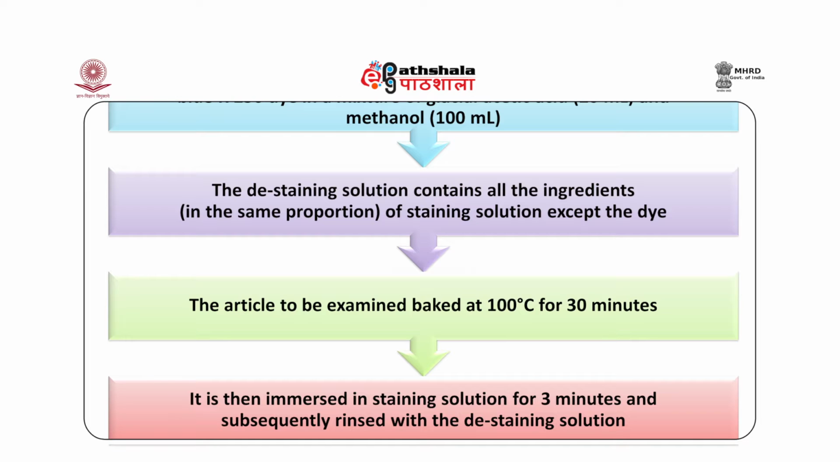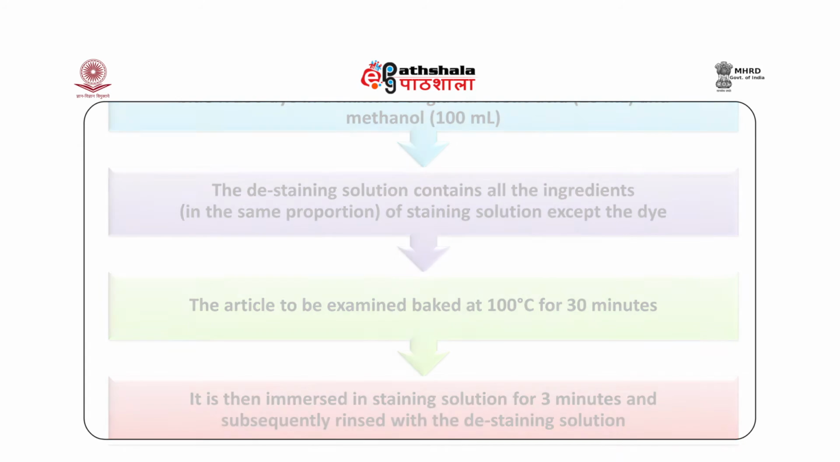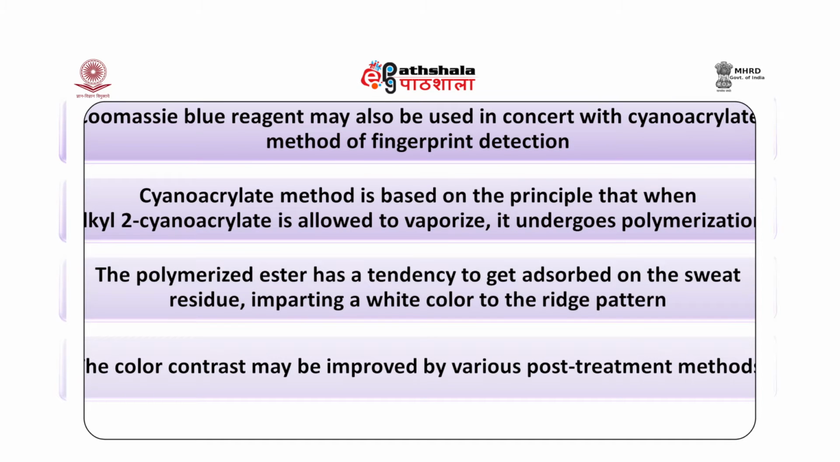The article to be examined is baked at 100 degrees Celsius for 30 minutes. It is then immersed in staining solution for 3 minutes and subsequently rinsed with the destaining solution. On drying, the finger marks are rendered visible. Coomassie blue reagent may also be used in concert with the cyanoacrylate method of fingerprint detection.